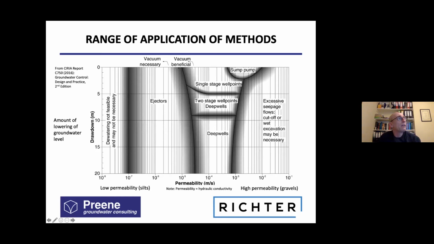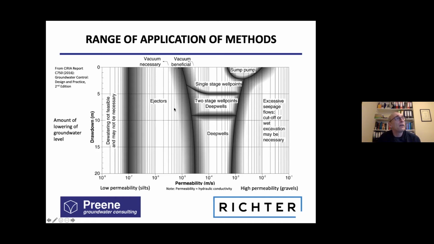If we look at the vertical axis here, this is drawdown, which, as I said, is the amount of lowering of the groundwater level. So we have 5 meters, 10 meters, 15 meters, 20 meters. Along the horizontal scale, which is a log scale, we have permeability. Down here is 10 to the minus 8, 10 to the minus 7 meters per second, which would be low permeability silts maybe. At the very high end, we have 10 to the minus 2, 10 to the minus 1 meters per second, which is a very open gravel. And in the middle, we have 10 to the minus 5, 10 to the minus 4 meters per second, which would be a sand of some description.